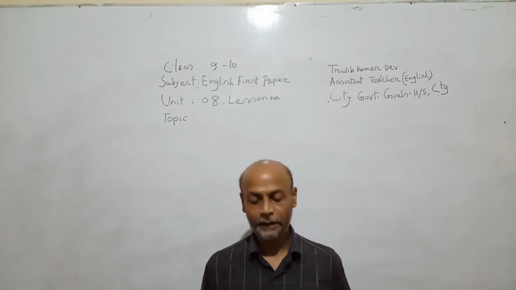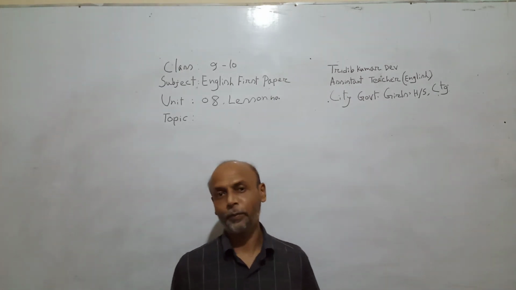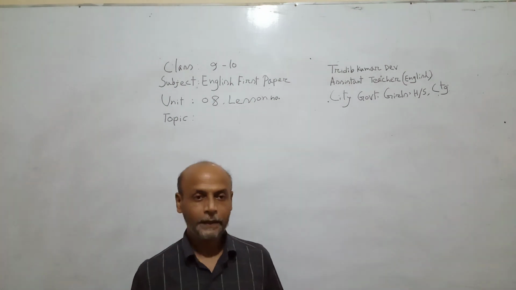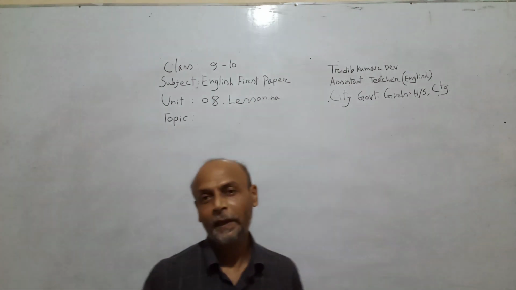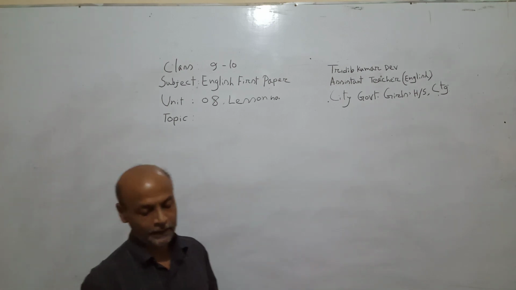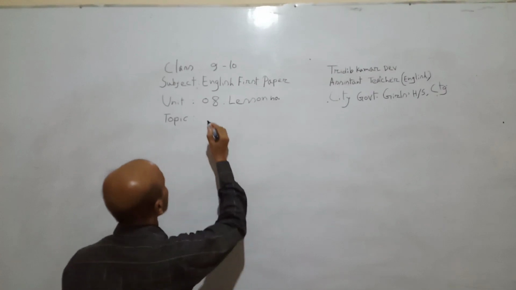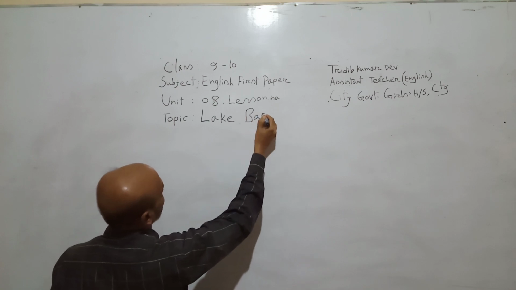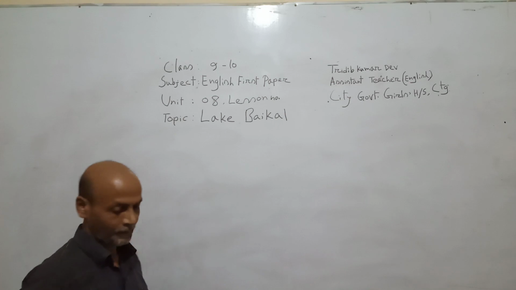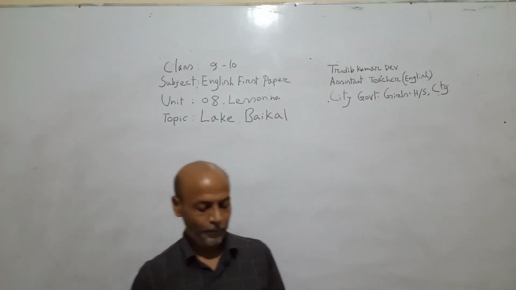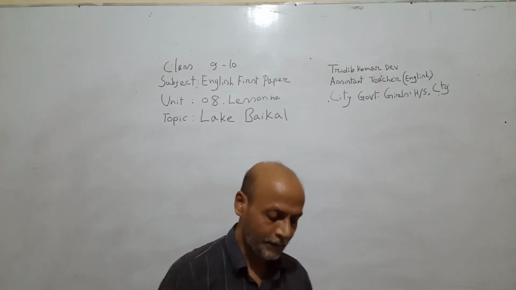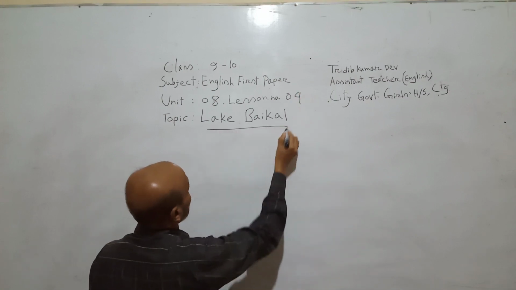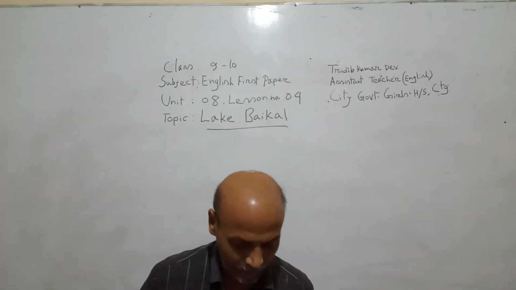And you have to imagine that there is another type of water body which is surrounded by land. I think you can imagine that it is called a lake. Today our lesson is Lake Baikal. Please open your book, page 118, and lesson number 4. Our topic is Lake Baikal.